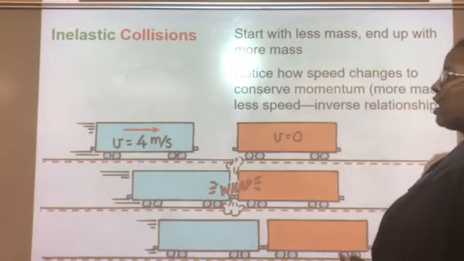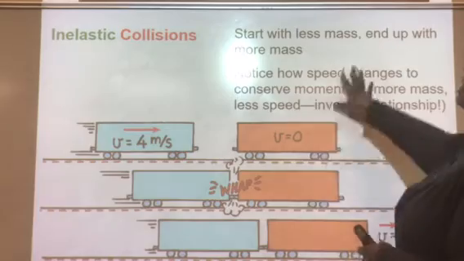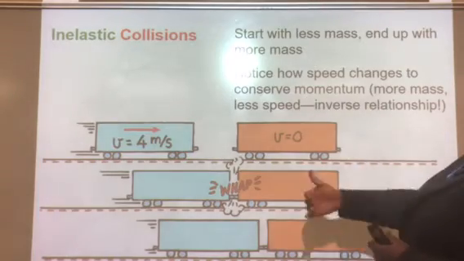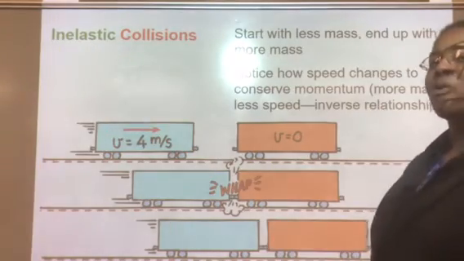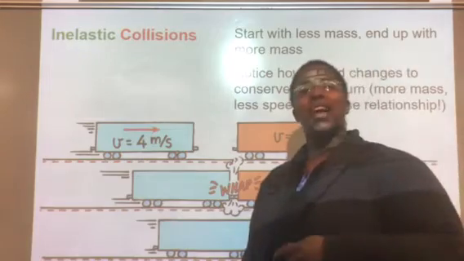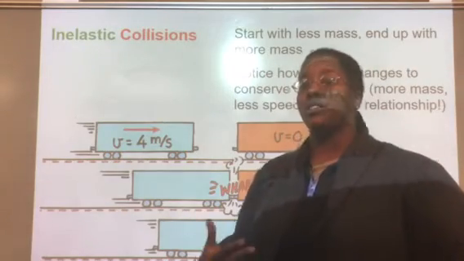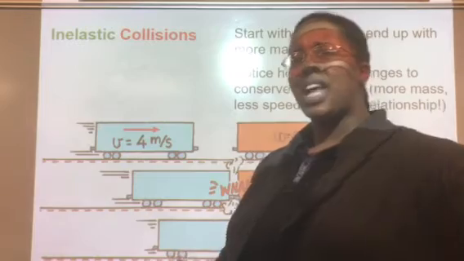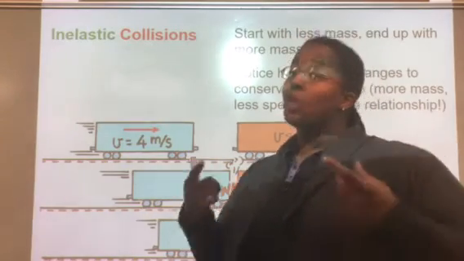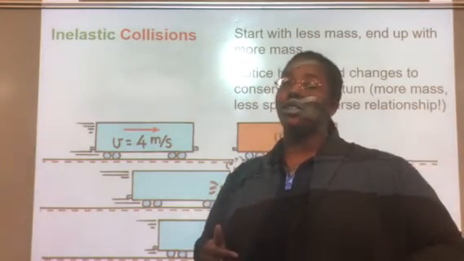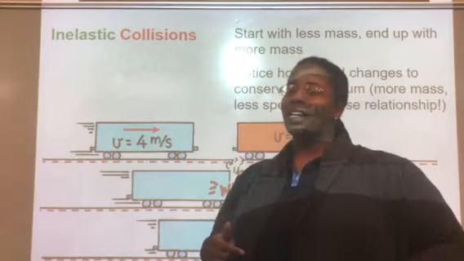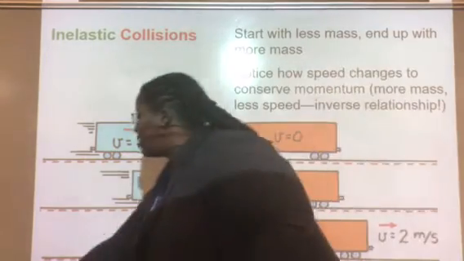We can also use train cars as our example. On the slide it says we're going to start with less mass and we end up with more mass. That is the exact opposite of what conservation is all about. So, where does that extra mass come from? Because what you start with is what you should end with, right? Not necessarily. So let's take a look.